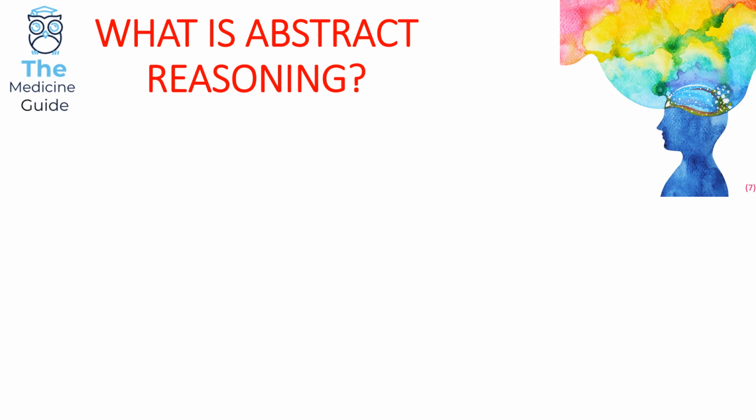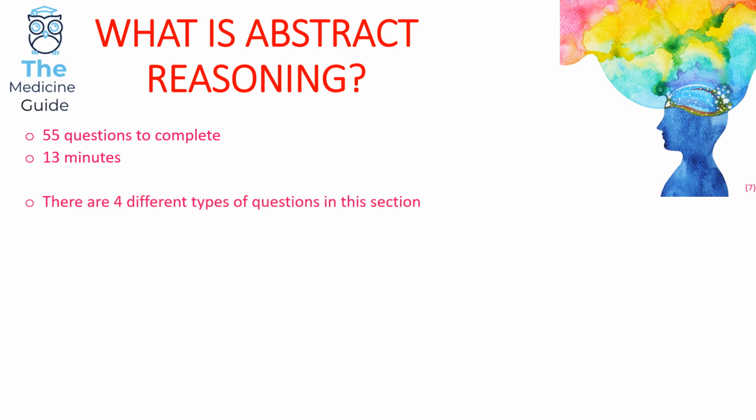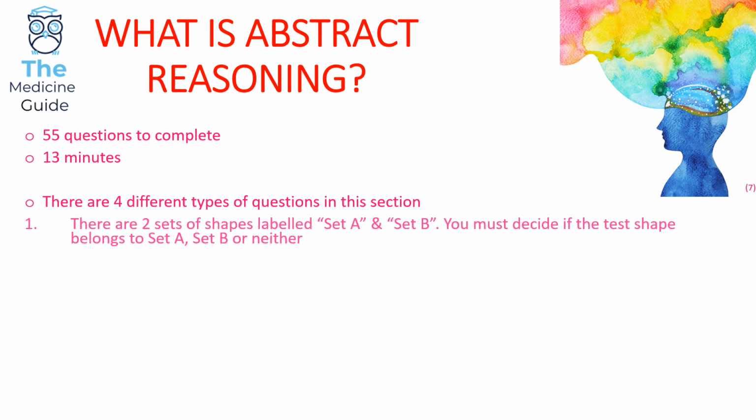So abstract reasoning is the next component. So you've got 55 questions to complete in only 13 minutes. So there are 4 different types of possible questions that could come up in this particular section. So you've got 2 sets of shapes labelled set A and set B, and you must decide whether or not this test shape belongs to set A, set B, or neither.